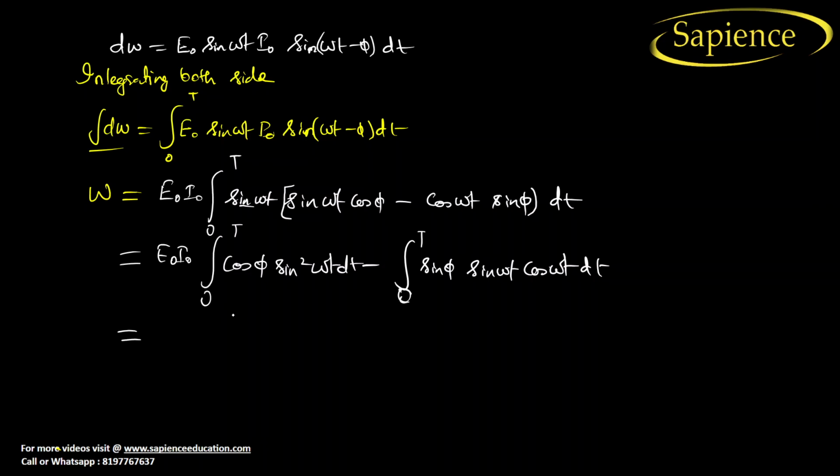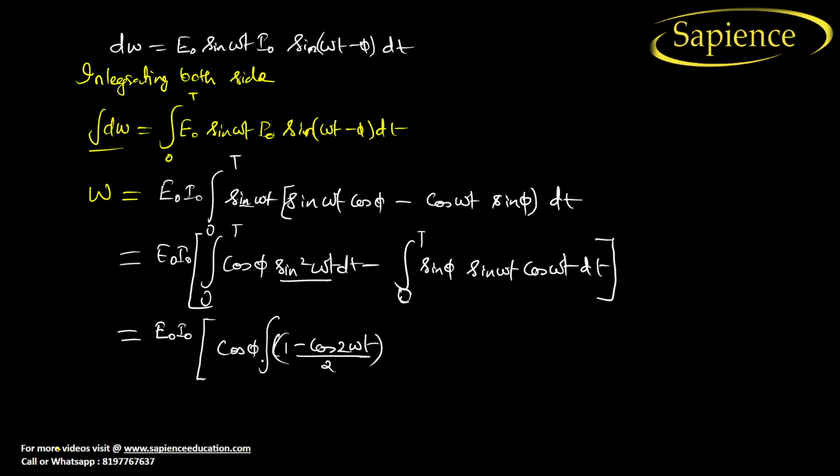Now E naught I naught is common for all. Cos phi is a constant because phi is the phase difference, so we can take cos phi out. And sine square omega t can be written as 1 minus cos 2 omega t divided by 2, right?